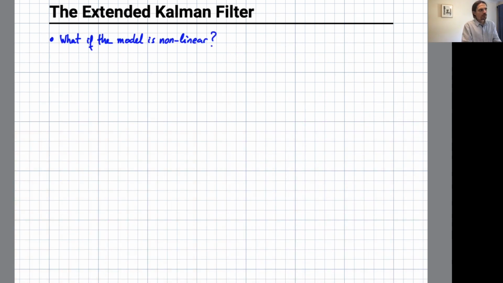Okay, so the Kalman filter relies on the assumption that the state transition model is linear. But in practice, it often happens that this is not the case, and there's some nonlinearity in the transitions, right? So what to do in that case? There are multiple possibilities. We are just going to discuss briefly one of them, which is the so-called extended Kalman filter.